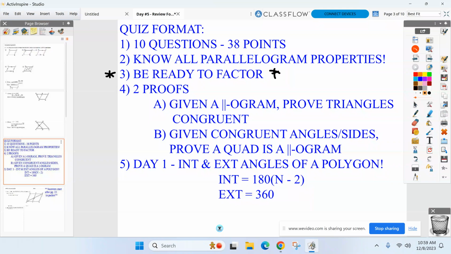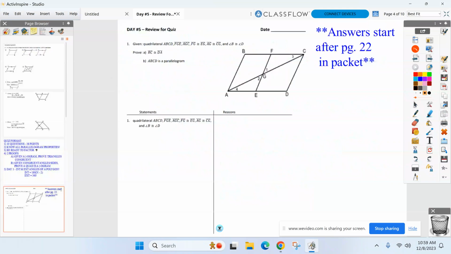Can you go to the first problem in the review, day 5? I'm not going to do this with you because I want you to do it on your own or with other people in the class. But I want you to realize something, because I know this happens every year with students: there are not 2 diagonals in this diagram. There's only 1. A lot of students want to say, oh, diagonals bisect each other.